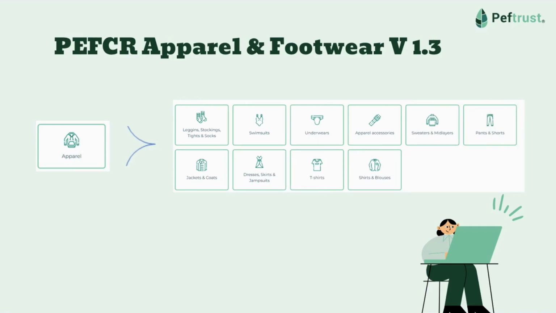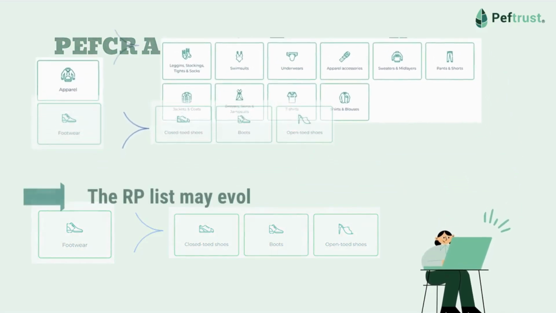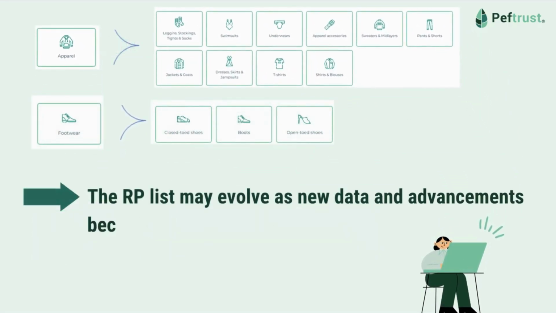Now, the PEFCR version 1.3 includes certain representative products, called RP, specifically selected for clothing and shoes. These representative products serve as benchmarks to compare the environmental performance of similar products, and the representative product list may evolve as new data and advancements become available.